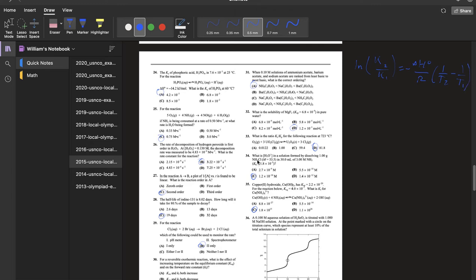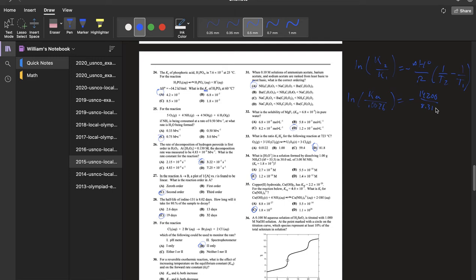Okay, so we're given delta H, and we're given both a temperature and its corresponding K. So we can solve for K at the other temperature. We're going to say Ka is actually K2 here. So if we plug stuff in, that's our given Ka value at 25C. And remember to always substitute temperatures as Kelvin.